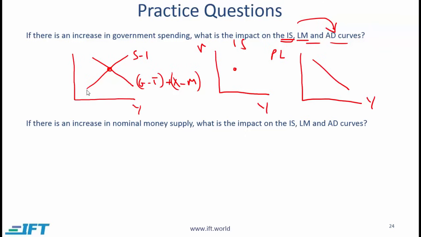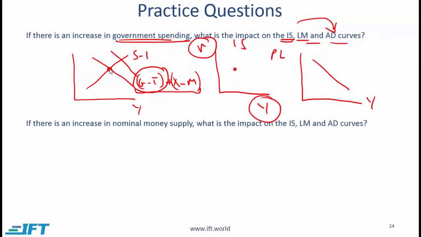We have income or output on the x-axis. We had S minus I, and then we had this expression over here. We are told that government spending is going up, which means that this expression is increasing. So this curve will move to the right when government spending goes up. Now what does that do to the IS curve? Recall, the IS curve is plotting real interest rate versus real income.